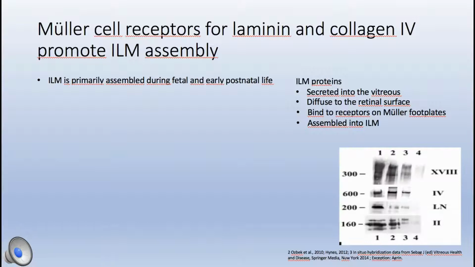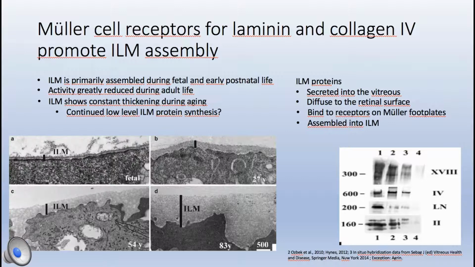ILM assembly occurs predominantly during fetal and early postnatal life. Activity is greatly reduced during adult life, but the ILM does show a constant thickening during aging, so that there is a discussion whether a continued low-level ILM protein synthesis might occur.